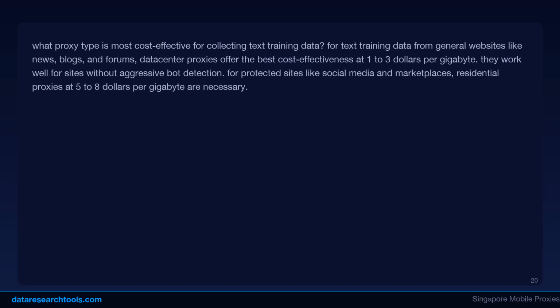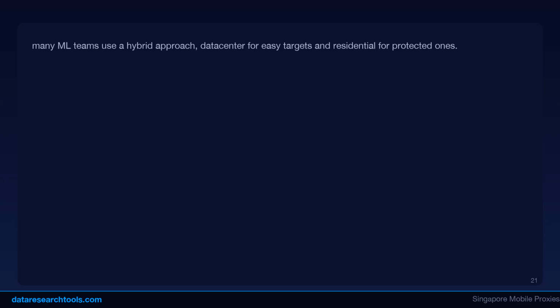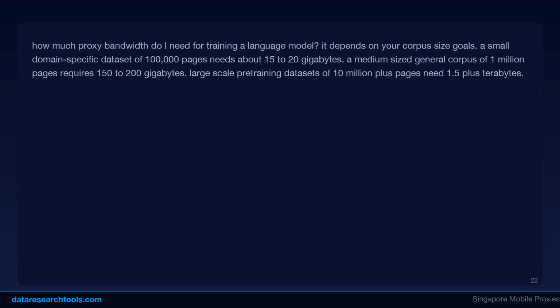Some best practices for ML proxy infrastructure: use connection pooling to maximize proxy throughput, implement automatic retry with different proxy pools on failure, monitor success rates per proxy pool and target site, track costs per successfully collected data point, set up bandwidth budgets to prevent runaway costs, and log everything for dataset provenance and reproducibility.